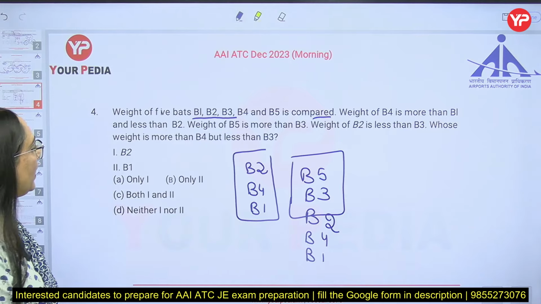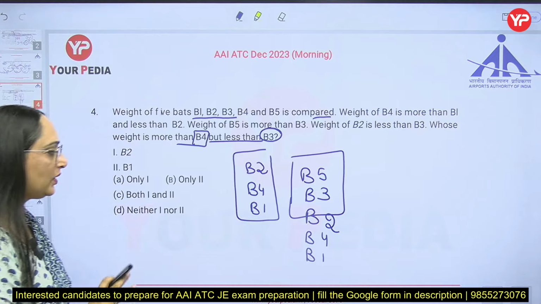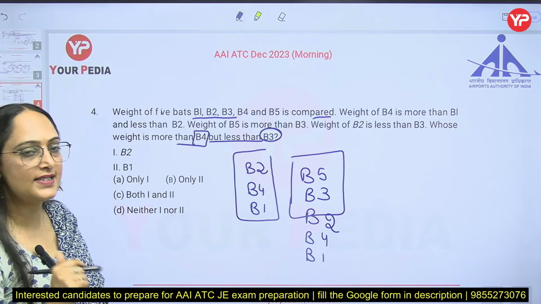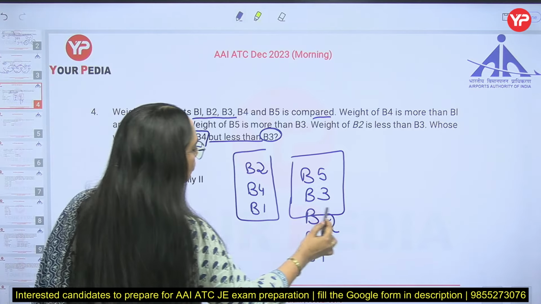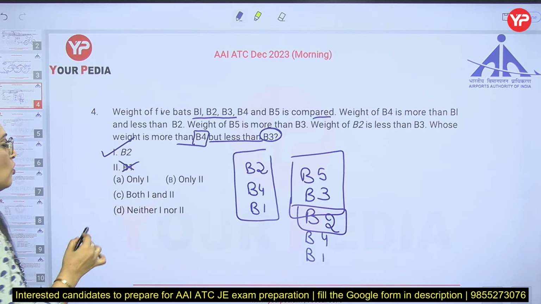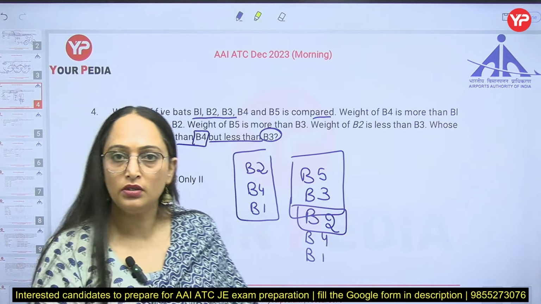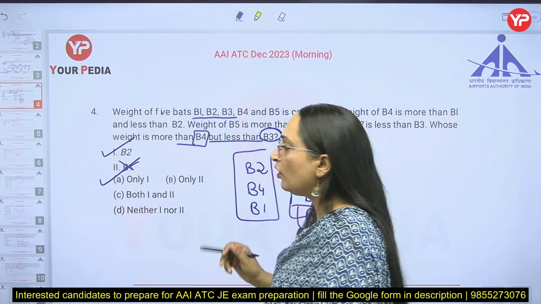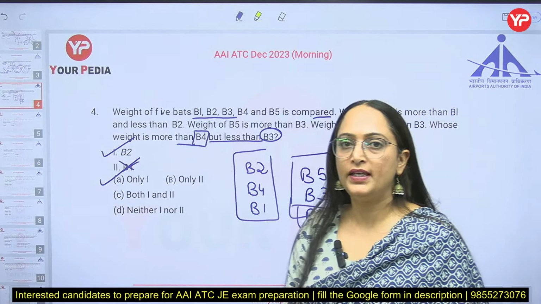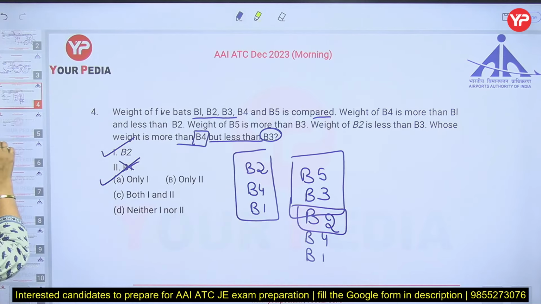So, whose weight is more than B4 but less than B3? Who is between B4 and B3? More than B4 but less than B3, that is B2. So, the answer of this one is B2, not B1. So, only option 1. The answer of this question is only option 1 because the weight of B2 is more than B4 and less than B3. Okay? Chalo, let's move on now.